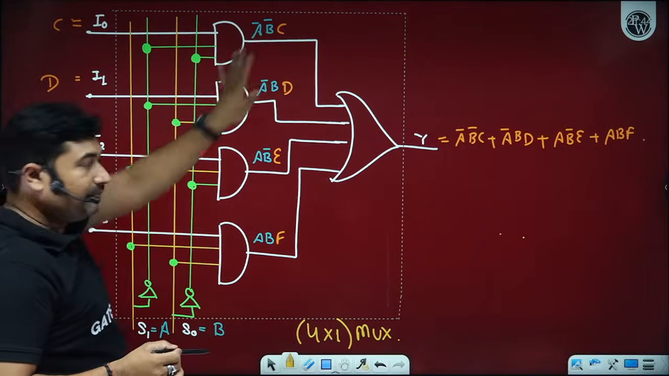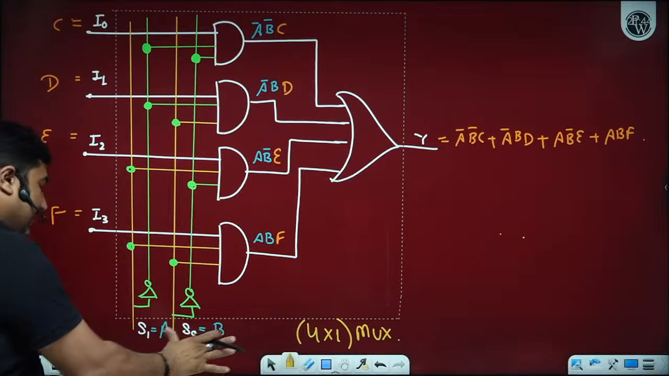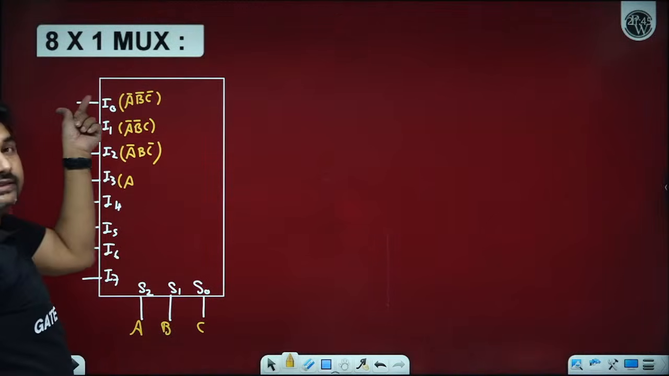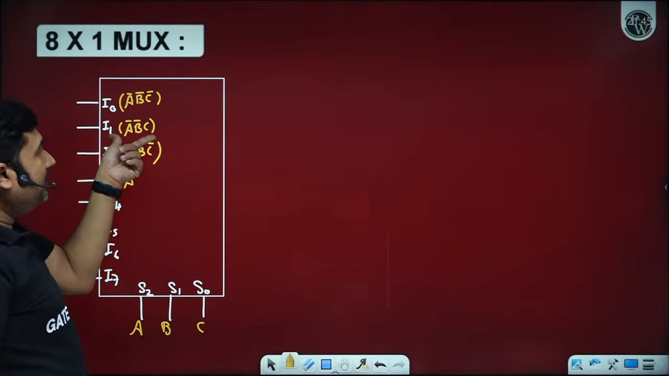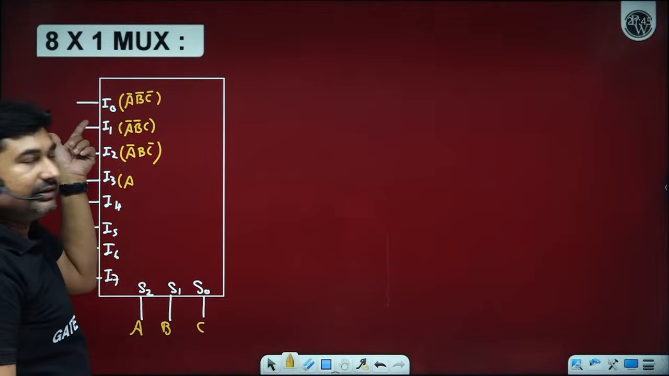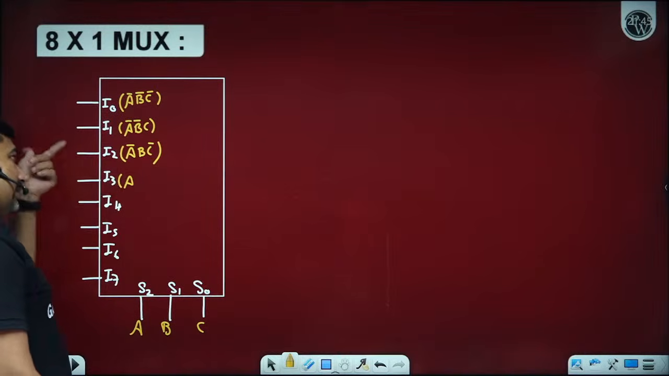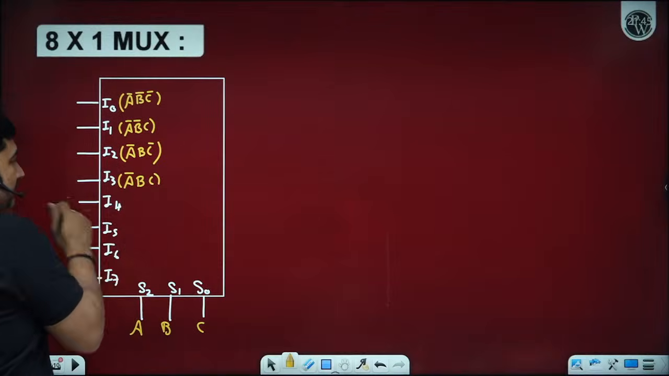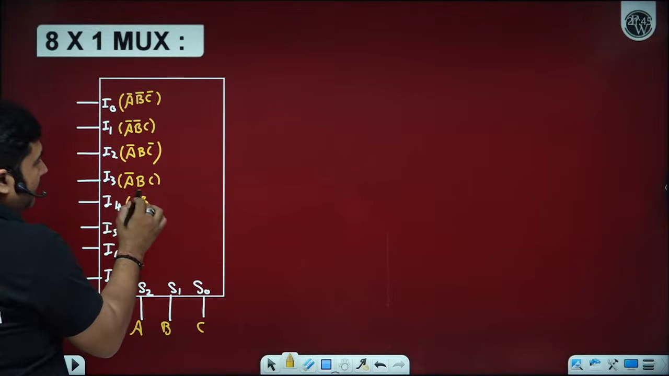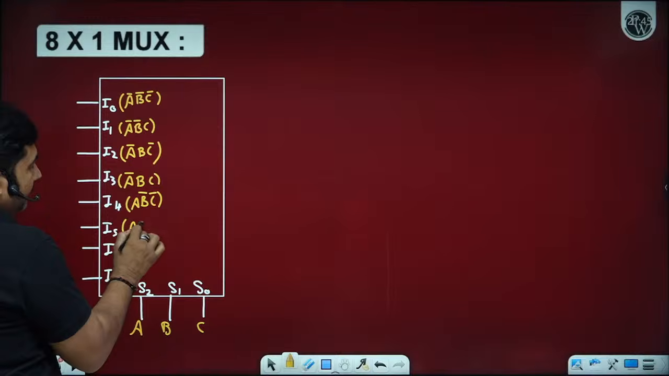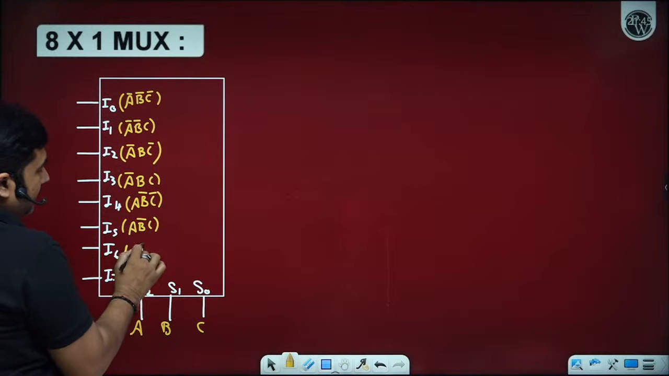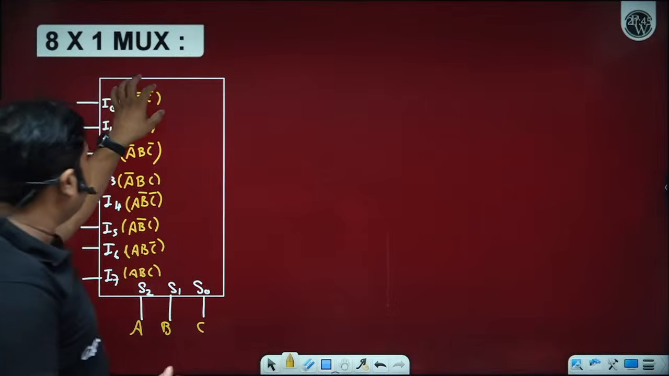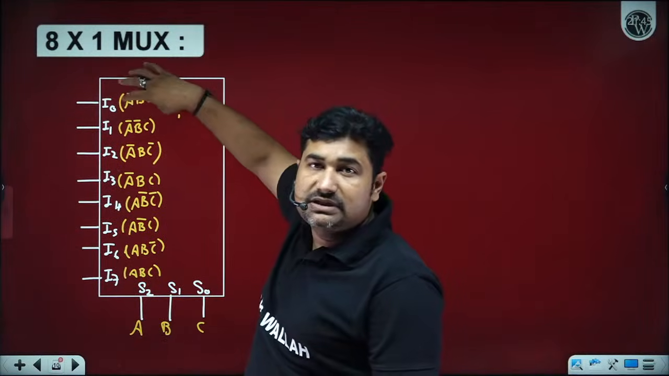In the same way, now we have 3 select lines A, B, C. So we have A bar, B bar, C bar, and input I0. A bar, B bar, C multiplied with input I1. A bar, B, C bar multiplied with input I2. In the same way, A bar, B, C multiplied with input I3. A, B bar, C bar. A, B bar, C. A, B, C bar, and A, B, C. So these are the conditions coming because of the select lines.